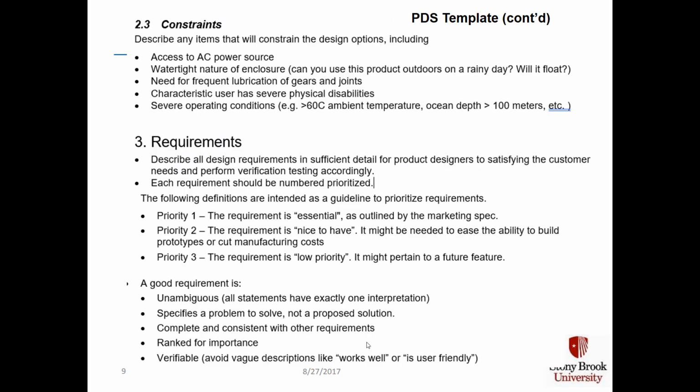In section 2.3, you document constraints on your design options. Here's a few examples. If your product has electronics in it and is used outdoors, you better design it to be waterproof. If you use rechargeable batteries in the product, the customer will need ready access to AC power. If your customer has physical disabilities, state what they are in a few words about how you will adapt your design accordingly.